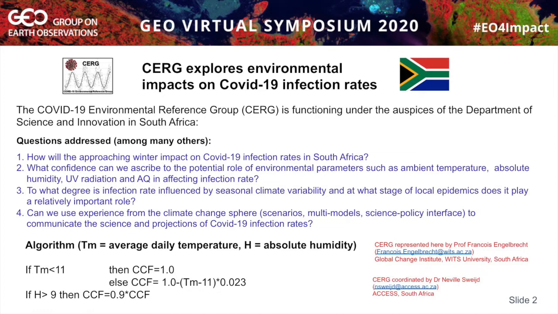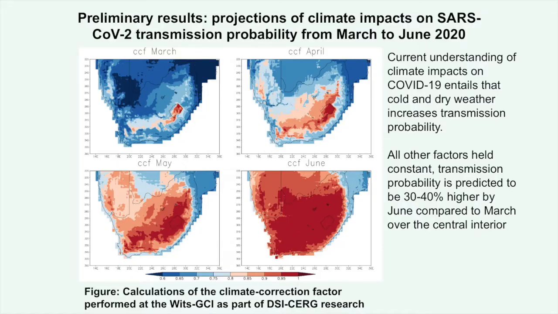In this algorithm I'm using today, COVID-19 infection rates are peaking climatologically between 5 and 11 degrees Celsius. That's when the daily average temperature is within those bounds. And then there's a secondary effect of the infection rate being reduced when the absolute humidity rises to above values of 9 grams per cubic meter. When we apply this algorithm to South African climate, we get the maps that you can see on the screen. By the time that we reach mid-winter conditions in South Africa, June in the map, bottom right part of the map, absolute humidity is so low and temperatures are so low that COVID-19 infection rates are peaking, according to this algorithm, in South Africa. So we refer to this modifying effect of climate on infection rates as the climate correction factor.